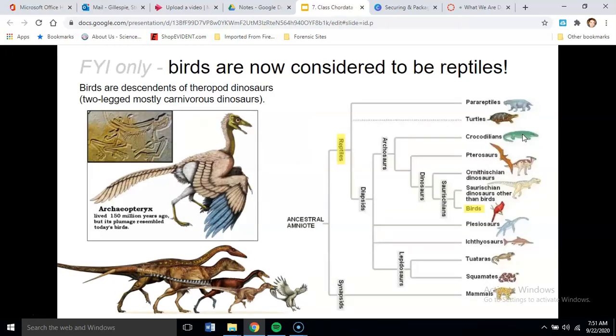And as I mentioned, they're descendants of theropod dinosaurs. Theropod are 2-legged, mostly carnivorous dinosaurs. Archaeopteryx is a great example of a transition fossil between what we know of as dinosaurs and birds. It was the first fossil found that had impressions of feathers in it.